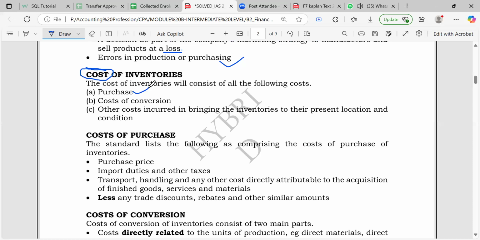That is obvious, even if it is a non-current asset. Cost of conversion and other costs incurred in bringing the inventory to its present location and condition. For non-current assets, we usually say the cost directly attributable to bringing the asset to its working condition, because non-current assets have to work, but current assets do not have to work. We just need to bring them to the present location and condition.